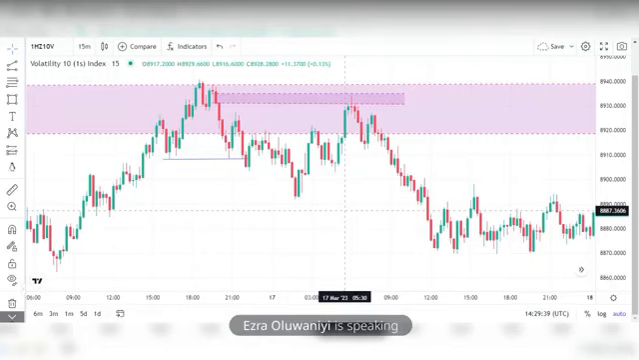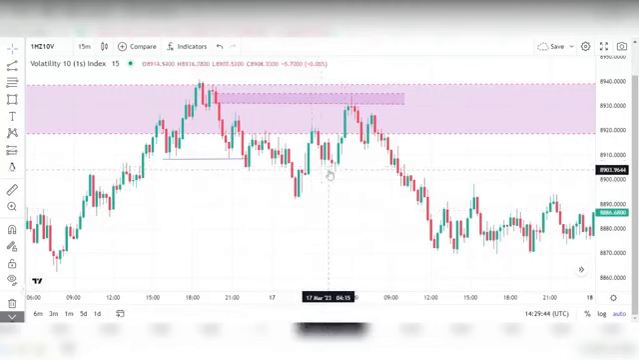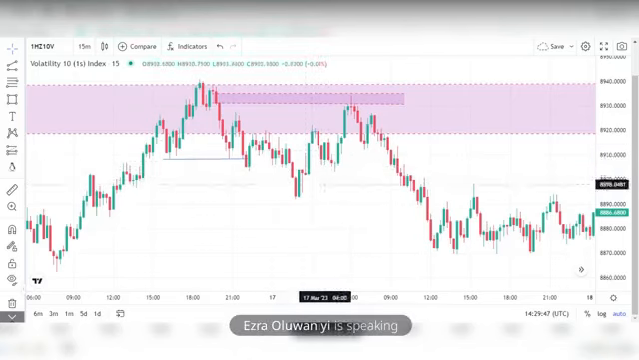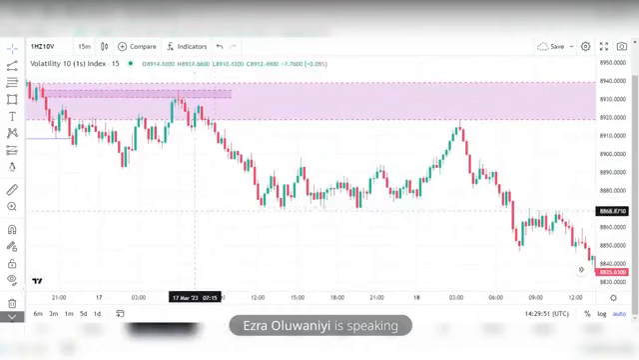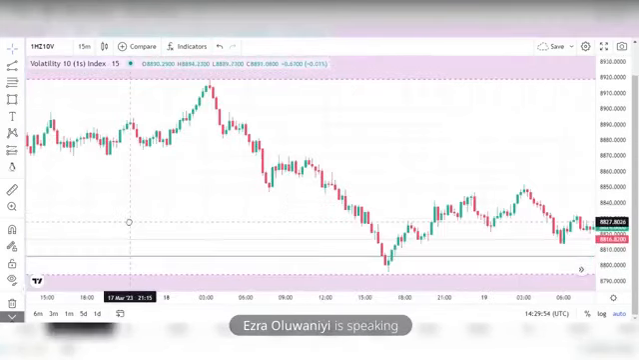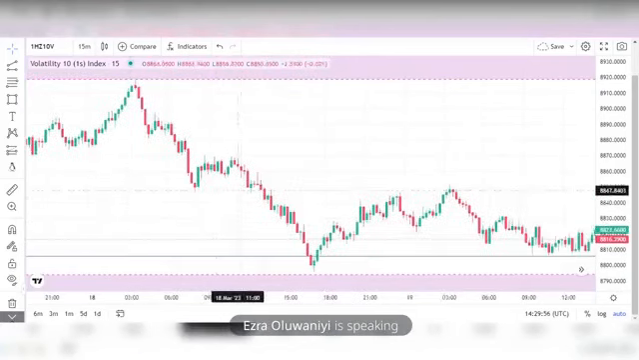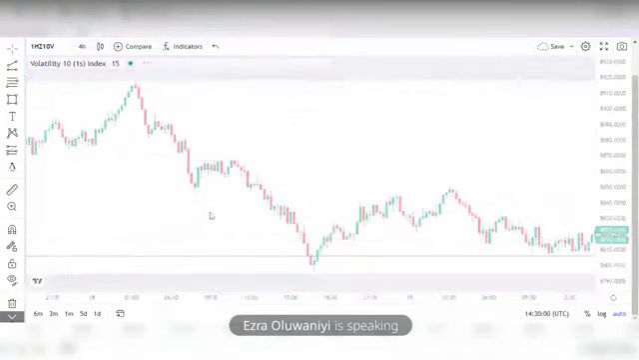Turtle soup, let me show you. When we get to C300, I'm going to show you turtle soup. In fact, let me show you turtle soup here. It's very easy.